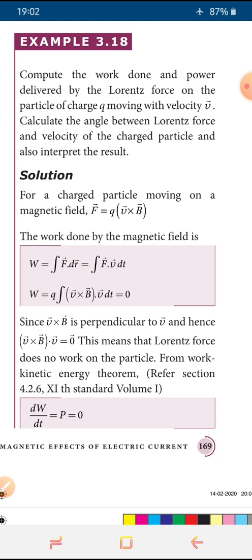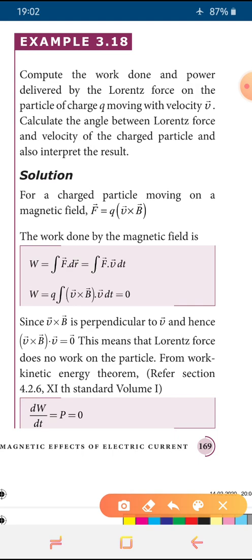For work done, we use the formula W is equal to the integral of F vector dot dr vector. Why integration? We are combining all the forces. First we apply it for a small force, then we combine for all. That is written as the integral of F vector dot dr vector. That is expanded here as F vector dot v vector dt.